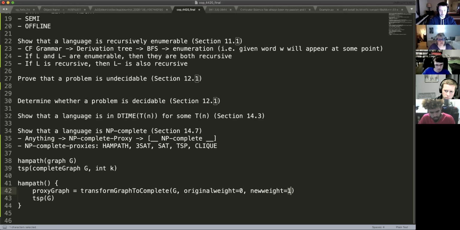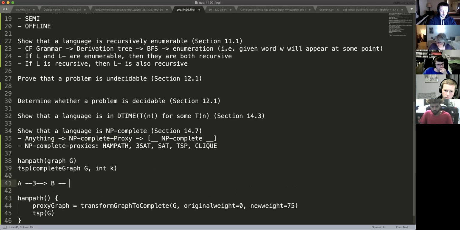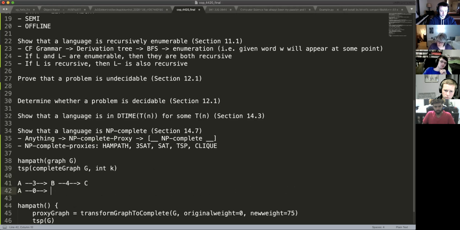It could be, it doesn't have to be 1, it could be 75. So if we have a graph like A, 3, B, 4, C, in order to make it a proxy graph, after we run it through this function, it would be A, 0, B, 0, C, 75, A. Agreed? Makes sense.